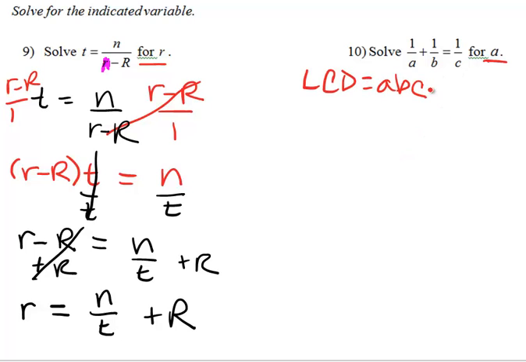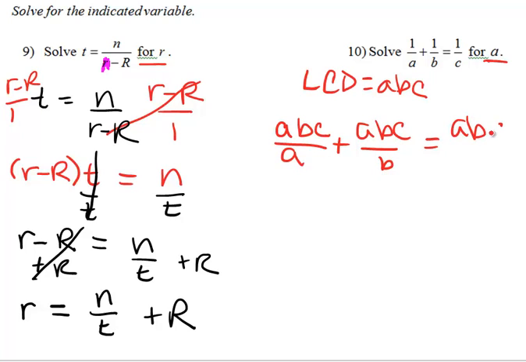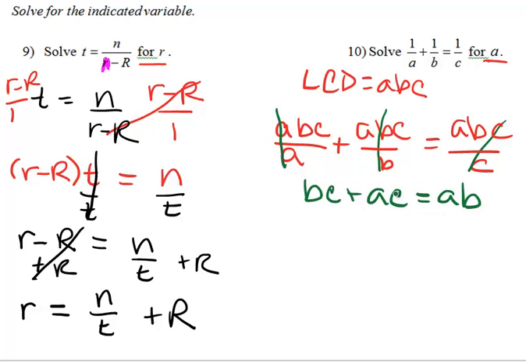Okay, and I'm going to take that and I'm going to multiply all the numerators across. So I have ABC over A plus ABC over B equals ABC over C. And then I get to do some canceling. That goes away, that goes away, and that goes away. So now I have BC plus AC equals AB.